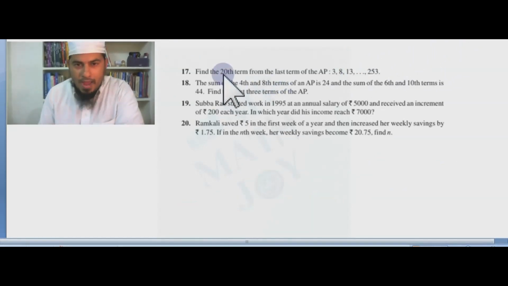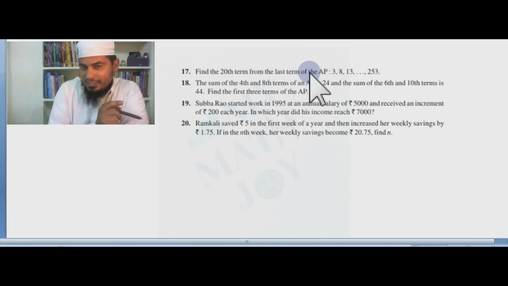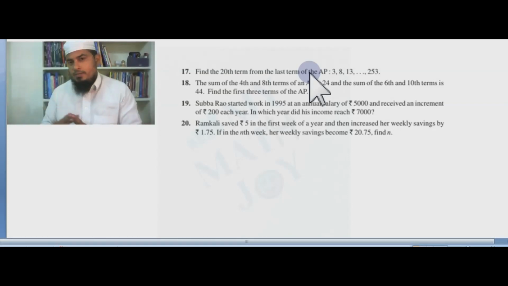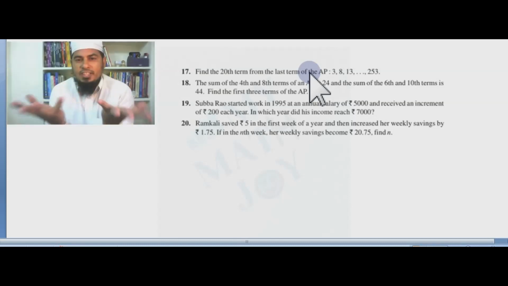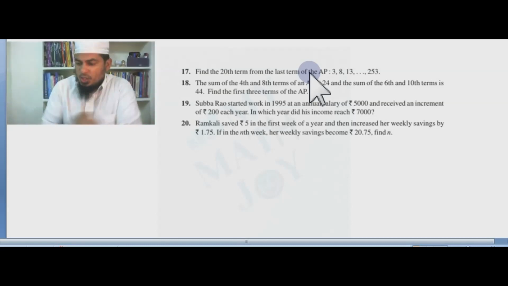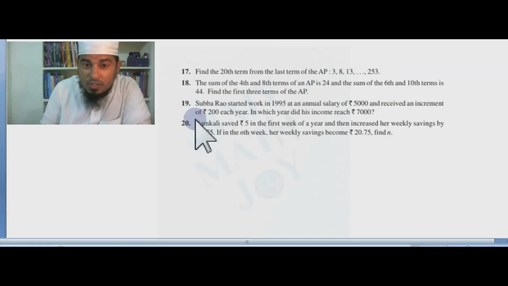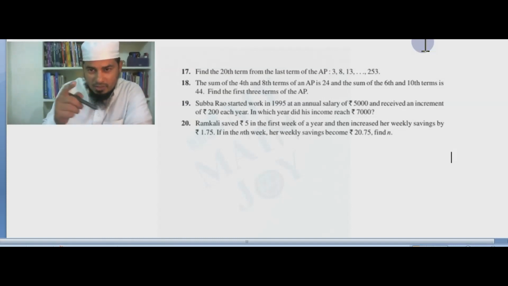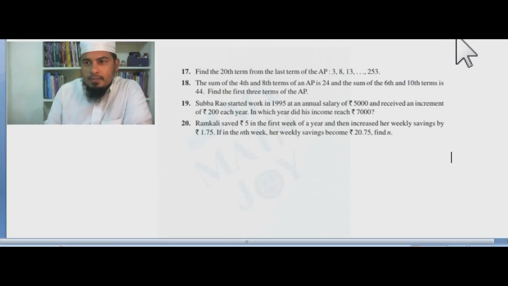So here, find the 20th term from the last. In the model question itself we have done this. Remember what we did in the previous video: if we want to find any term from the last, just reverse the AP and do the problem. So let us reverse the AP. Before I do, you try yourself, get the answer and cross-check here.